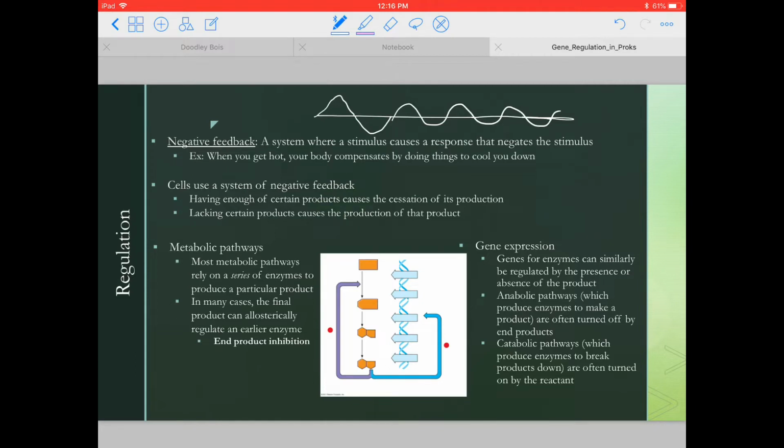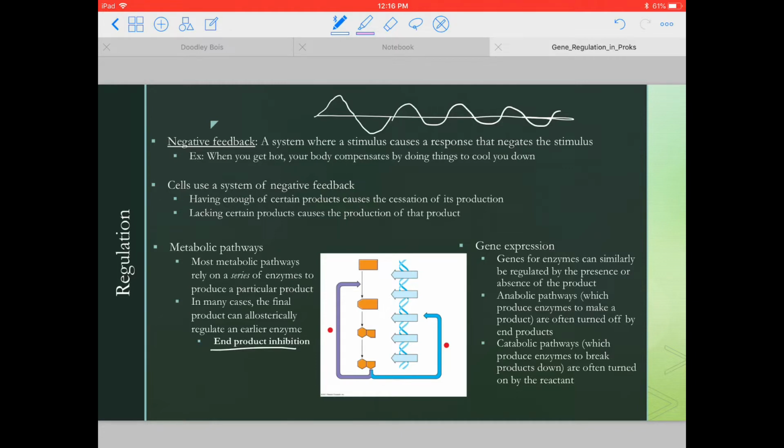Now, just in general, for any kind of negative feedback, there's two ways that we can look at from a product standpoint. We can look at it from the point of view of end product inhibition right here, which is a fancy way of saying that whatever you've made at the end of a metabolic pathway then negates the earlier enzyme so that you shut the pathway down. Once you don't have enough of it anymore, that value raises back up.